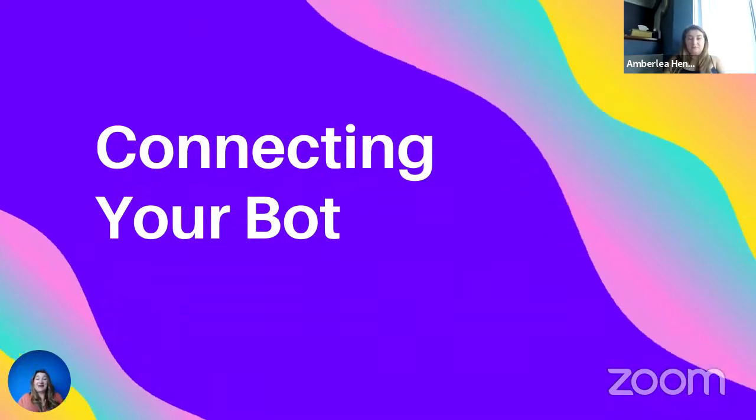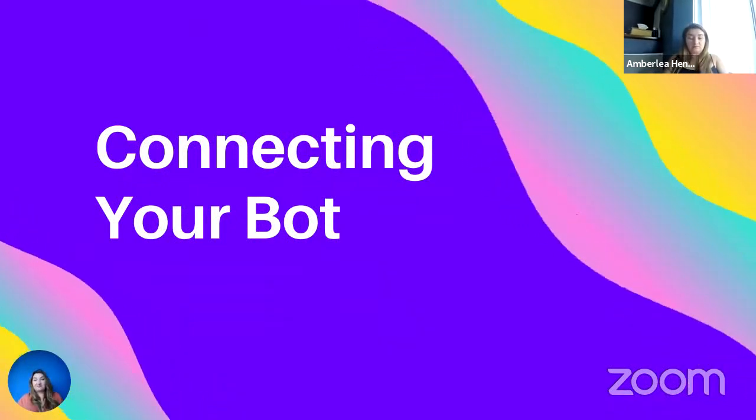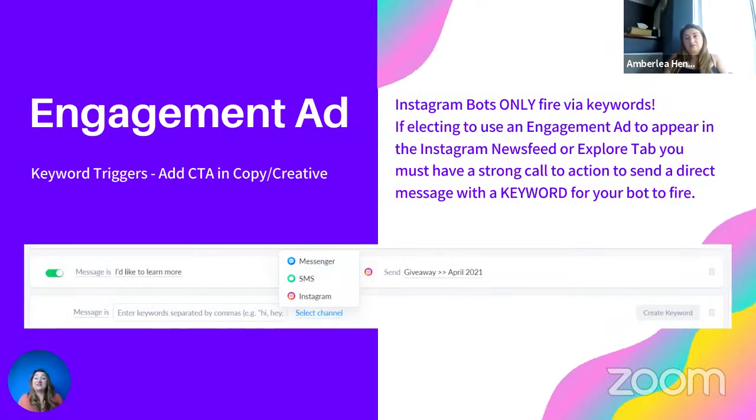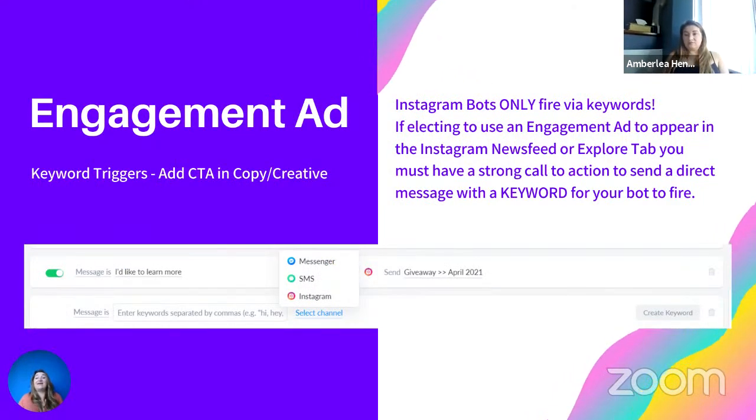Now let's get into where the magic happens. How do you connect a bot? First, we'll run through for those who are selecting the engagement ad type. Instagram bots will only fire via keywords. So if electing to use an engagement ad to appear either within the Instagram newsfeed or Explore tab, you must have a strong call to action in the ad copy or within the artwork that asks the user to send a direct message with a keyword, or calling the user to comment within the Facebook post so that your comment growth tool will be able to activate your bot.